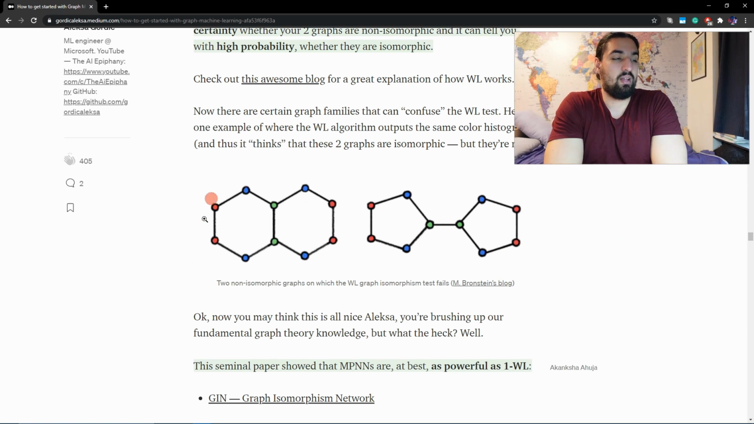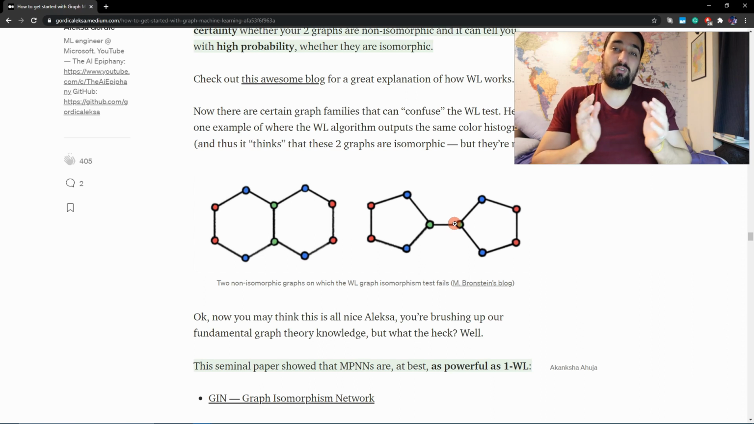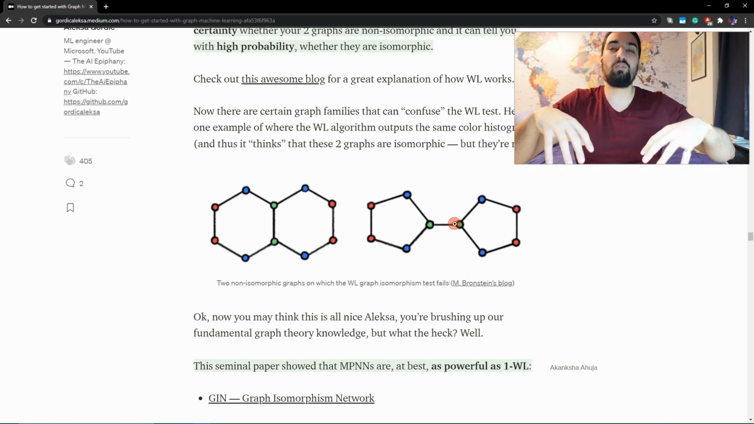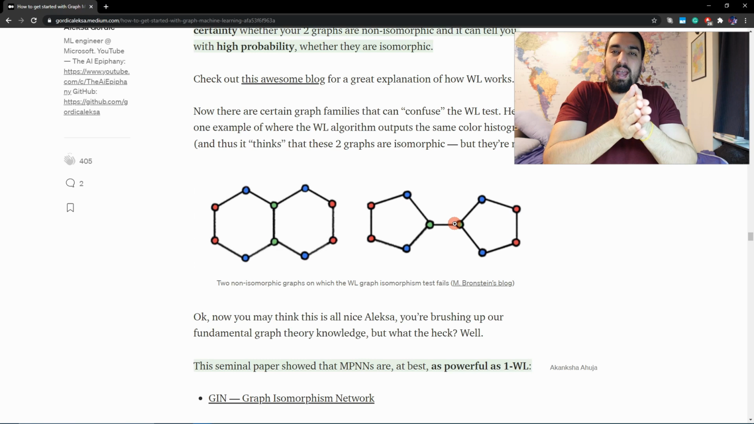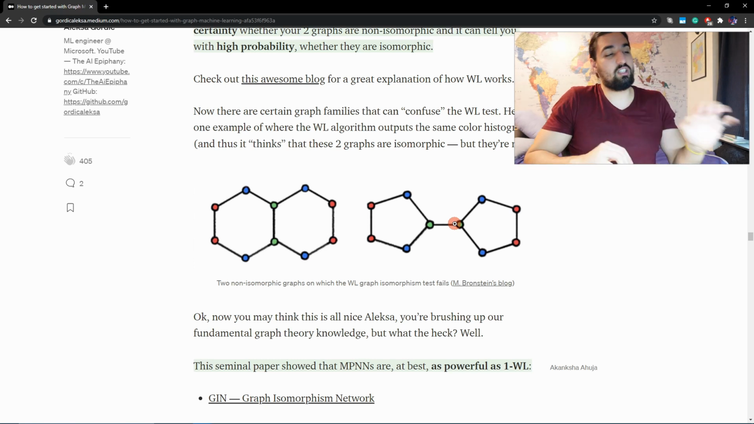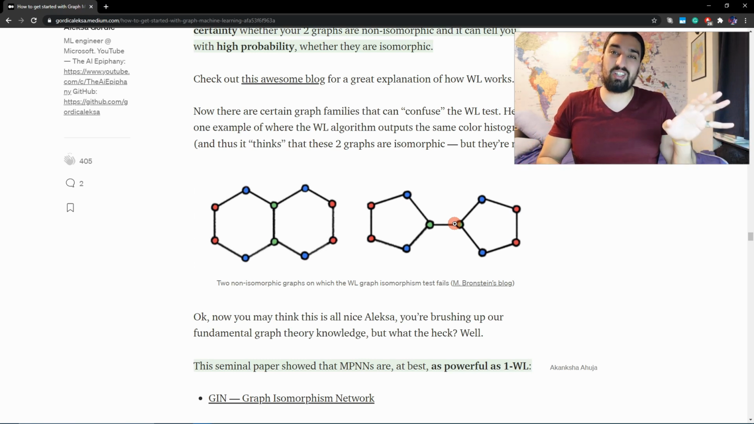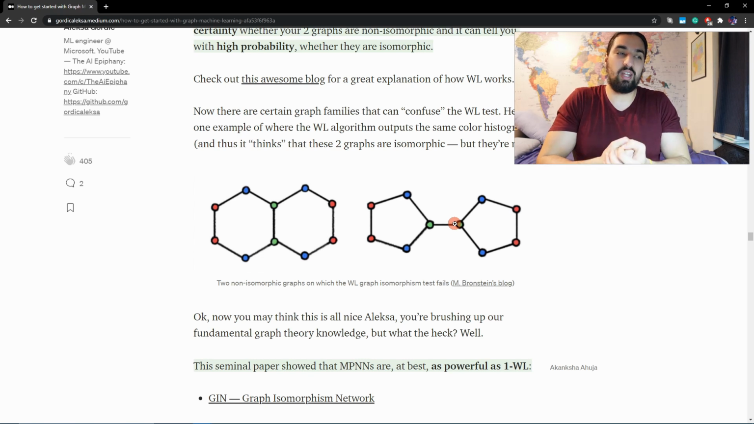As you can see, in the color histogram we have 4 reds here, 4 reds here, 4 blues, 2 greens, and 2 greens. The way graph classification works, for example, is you take all of these features, do a mean, and then try to do some prediction. Because the histograms are the same in this particular case, we'll have the same embedding even though the graphs are non-isomorphic. That's the potential failure case, and we want to avoid this. By building more expressive models, they'll know how to cope with cases like this one.